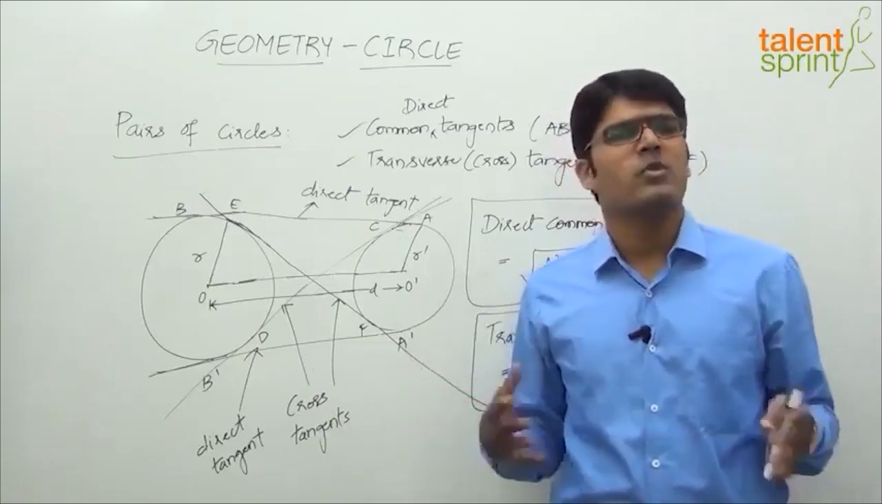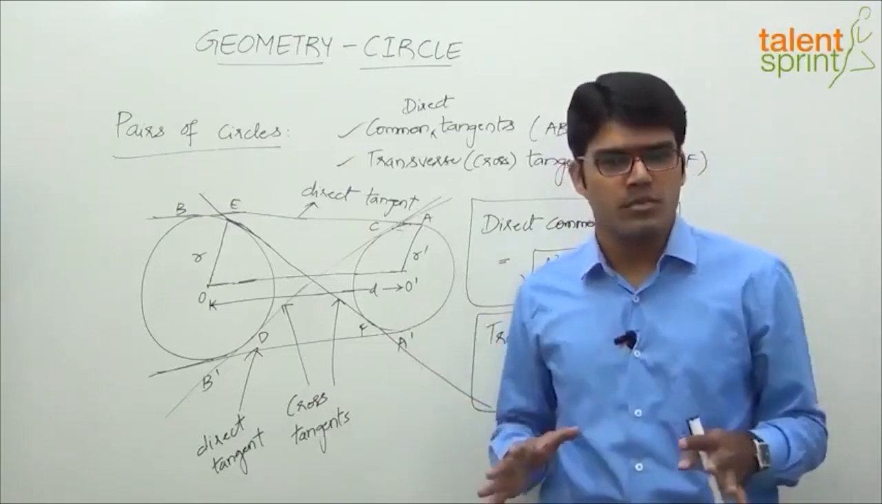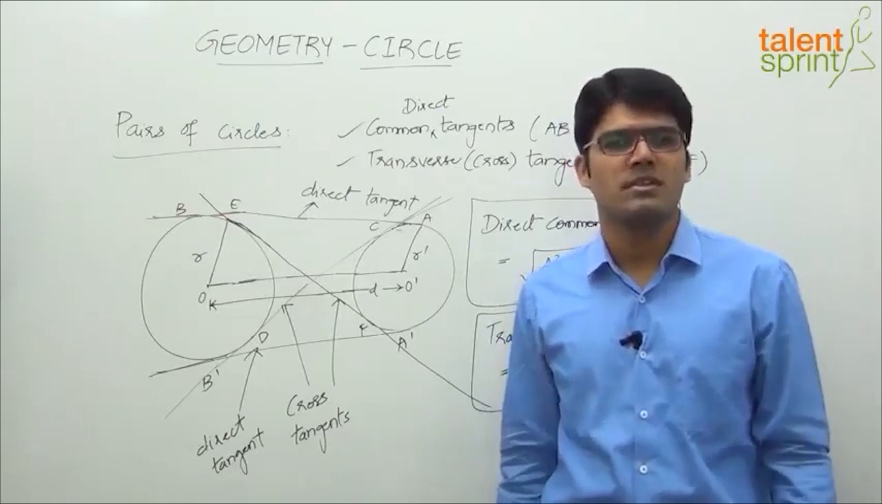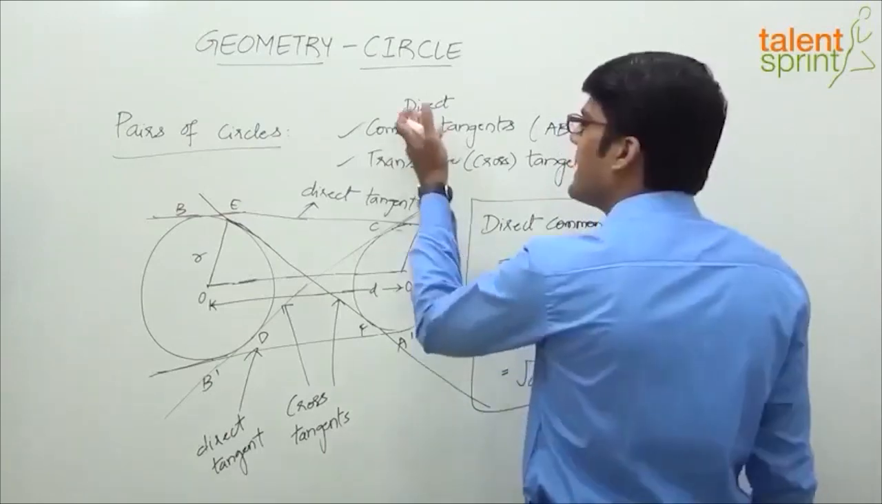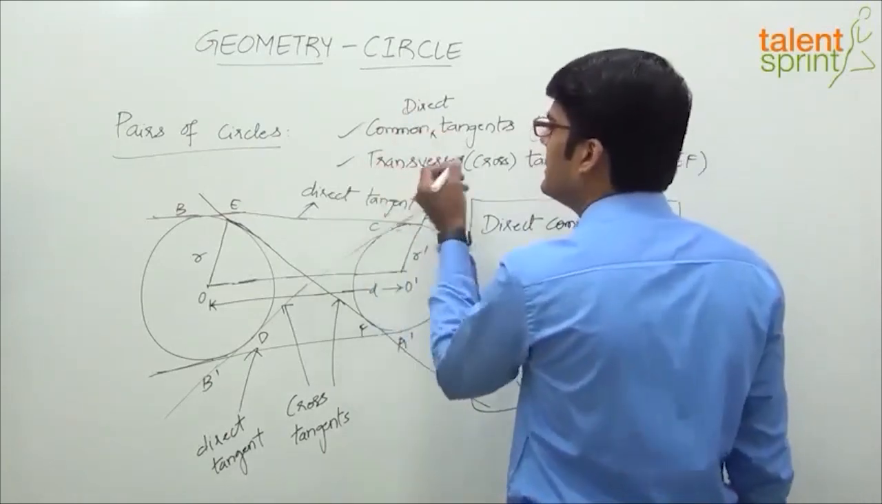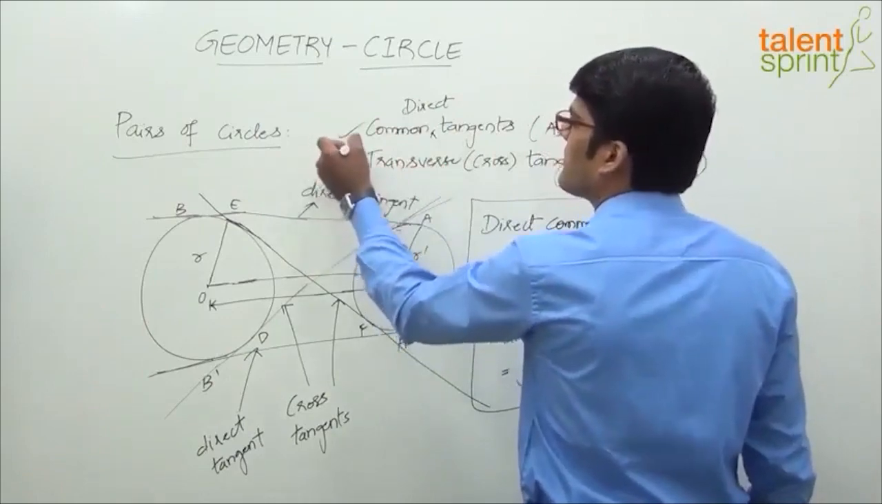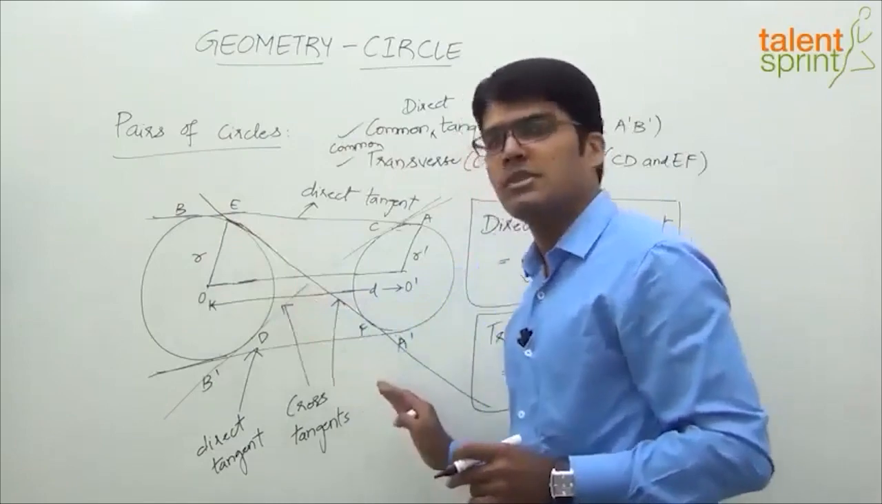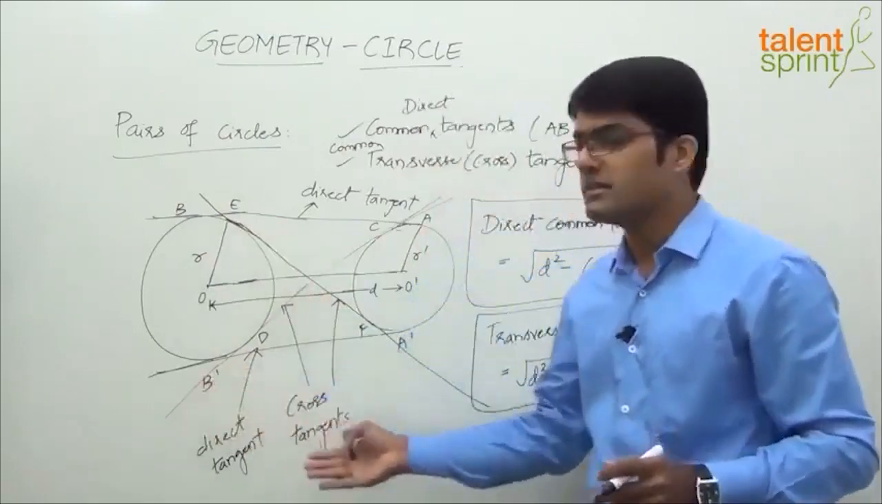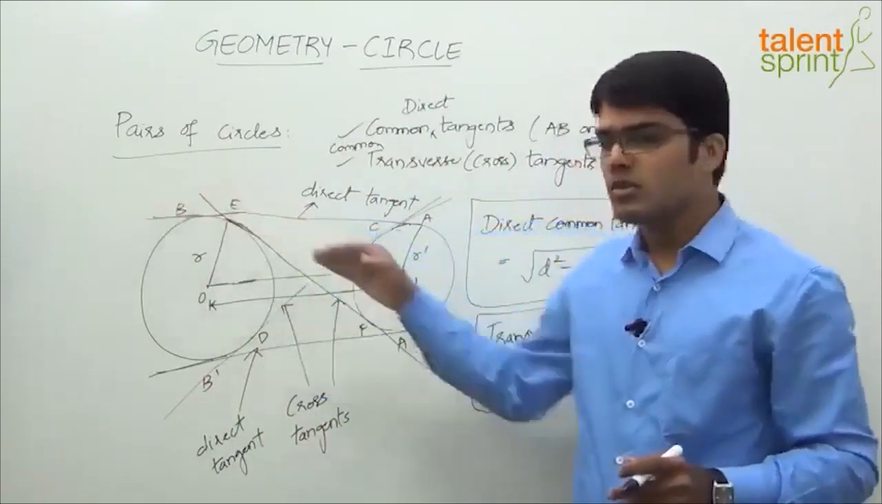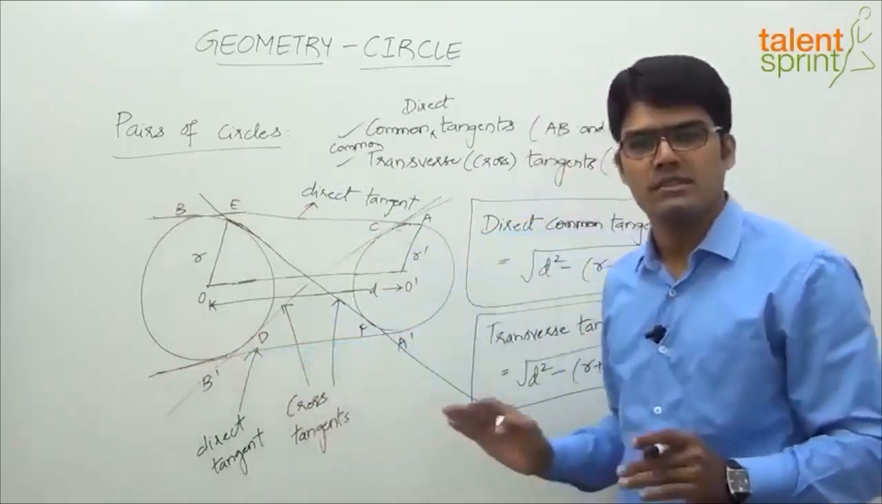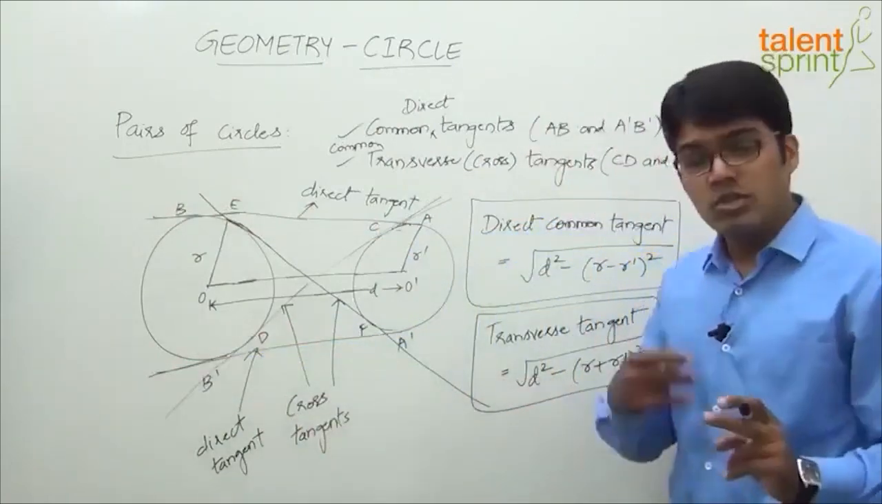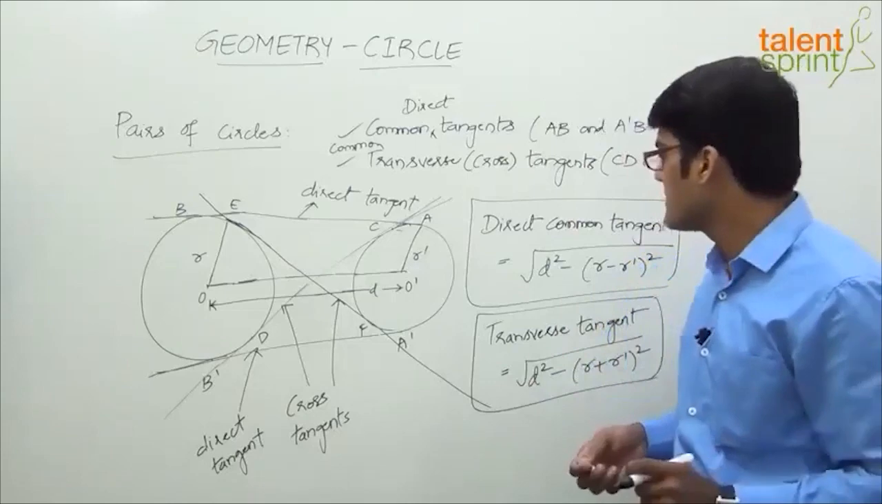We'll look at a few examples, right? But I'm sure if you follow these properties properly, then you should be able to solve the questions without any difficulty. We can say direct common tangents and transverse common tangents, right? These are also common tangents only, common to both the circles. This transverse tangent is common to both the circles. The direct tangent AB is common to both the circles. A dash B dash is also common to both the circles. So both are common tangents, but of two types: direct tangents and transverse tangents.